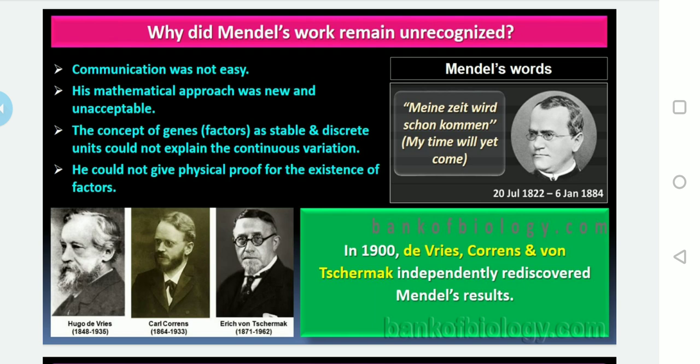And also, his mathematical approach was new and unacceptable. Whatever hybridization experiments the biologists before him conducted, they didn't use any mathematical expressions, but Mendel's approach of using mathematics to explain biological phenomena was totally new and unacceptable to many biologists of his time. Okay, that is one of the important reasons. Do you remember he used the expression (ax + by) whole squared to calculate the exact number, isn't it? And also the checkerboard and everything. Yes, fine.